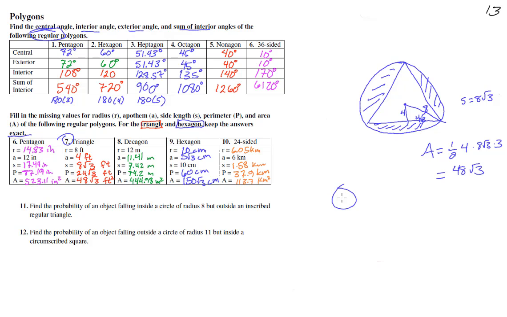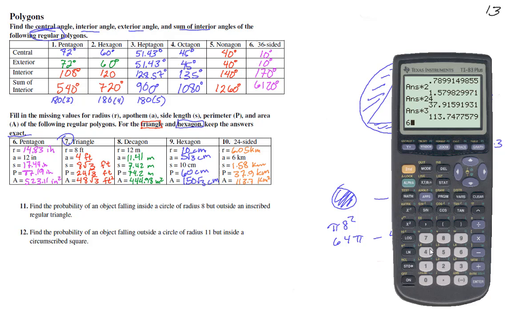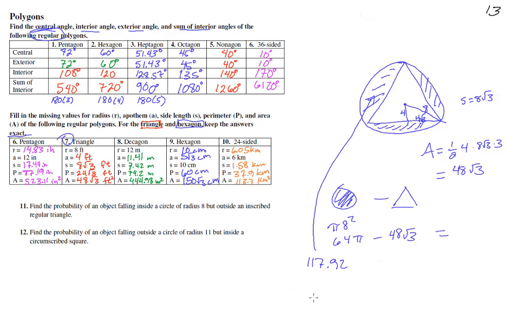So if we take the whole circle minus the triangle, this is pi times 8 squared, so 64 pi, minus the triangle, which is 48 square roots of 3. It equals the area that we're looking for right here. Let's plug that in and get a decimal. 64 pi minus 48 times the square root of 3, and we get 117.92. That is this area right here.